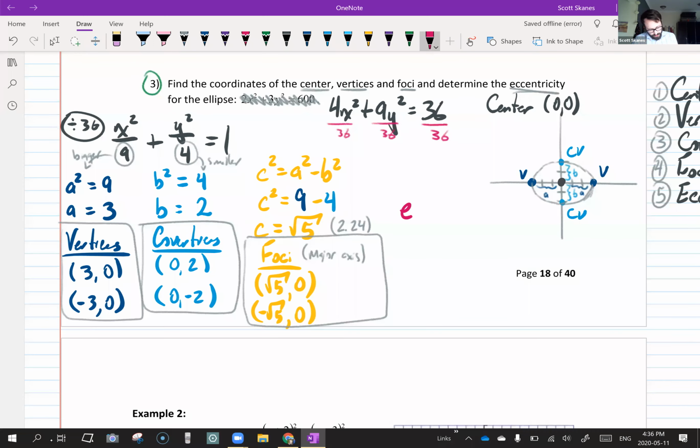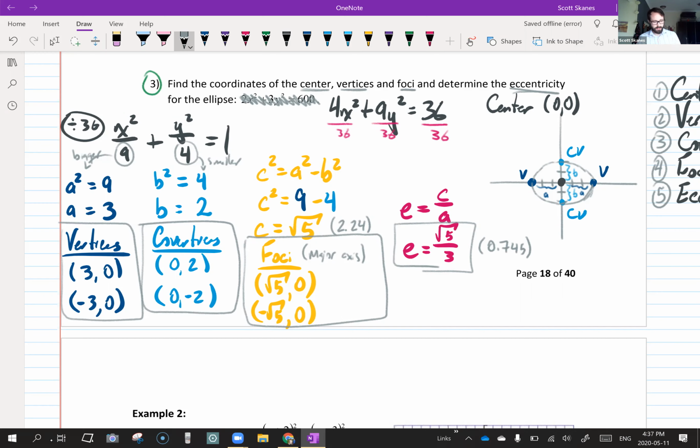That's simple. The eccentricity is always c over a. So just take your c value, divide it by a. C is root 5, a is 3. I'm done. If you wanted the actual decimal value, it would be 0.745. Depending on what number you get back, the closer it is to 1, the more like a circle it is. The further away it is from 1, the less like a circle it is. So the smaller that number, the more squished or stretched it is.